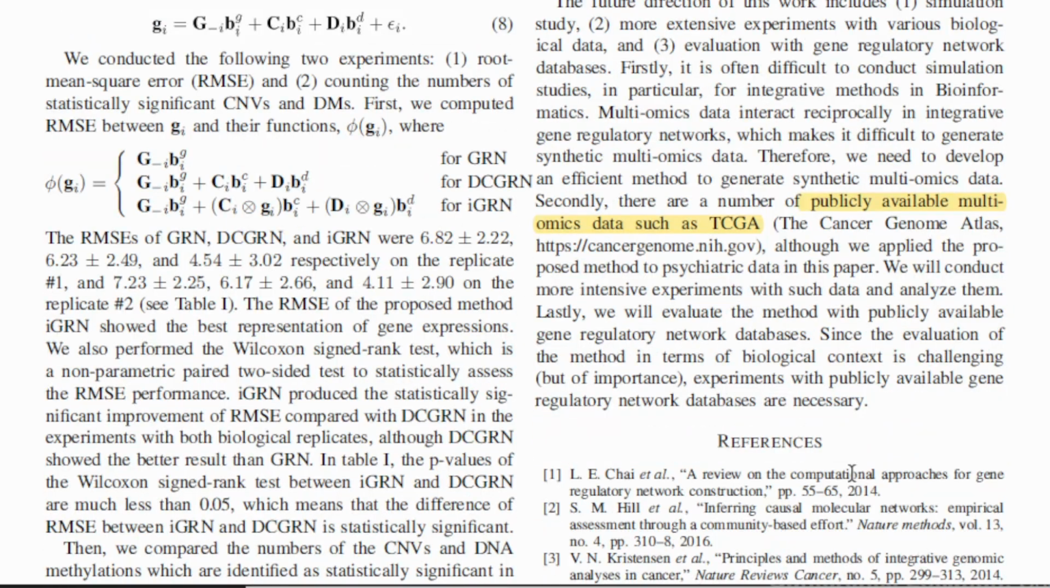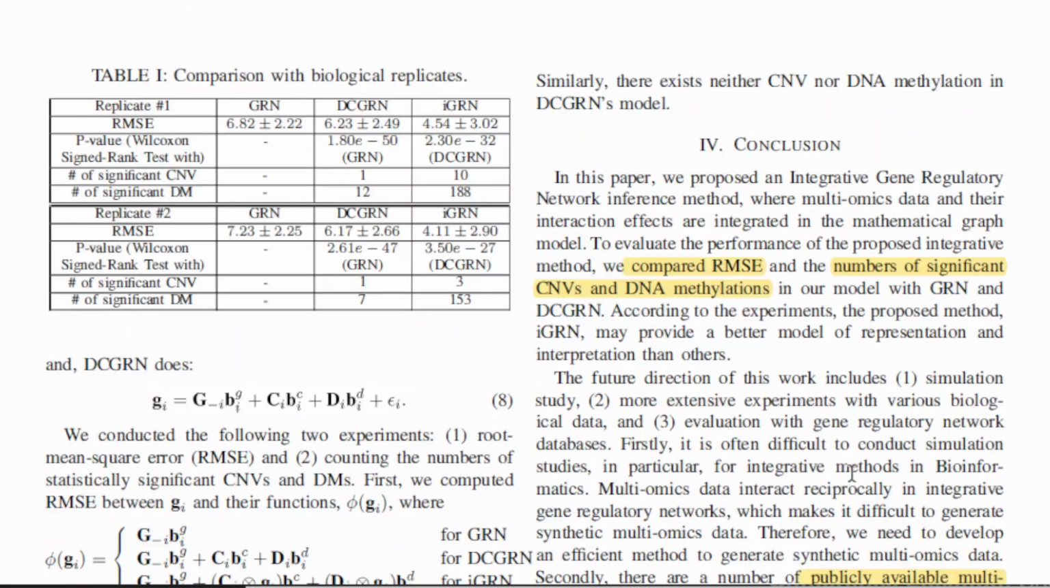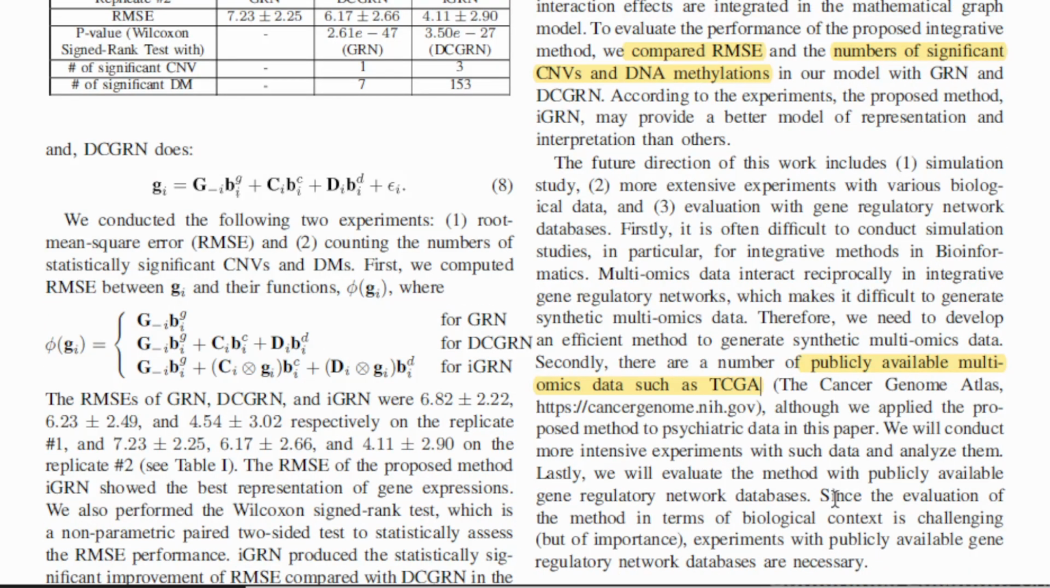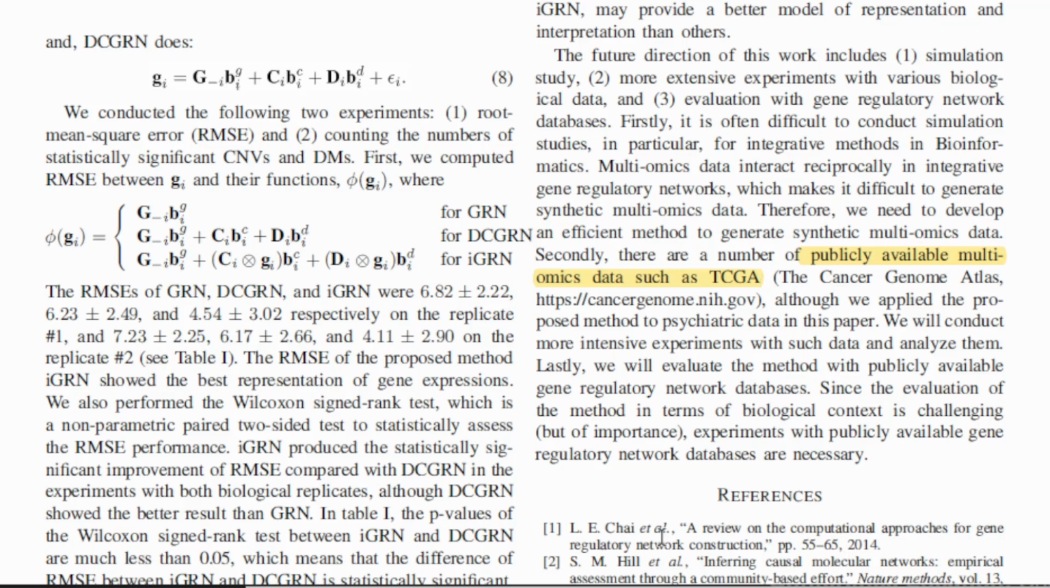See Table I. The RMSE of the proposed method, iGRN, shows the best representation of gene expressions. We also performed the Wilcoxon signed rank test, a non-parametric paired two-sided test, to statistically assess the RMSE performance. Lastly, we will evaluate the method with publicly available gene regulatory network databases. Since the evaluation of the method in terms of biological context is challenging, but of importance, experiments with publicly available gene regulatory network databases are necessary.